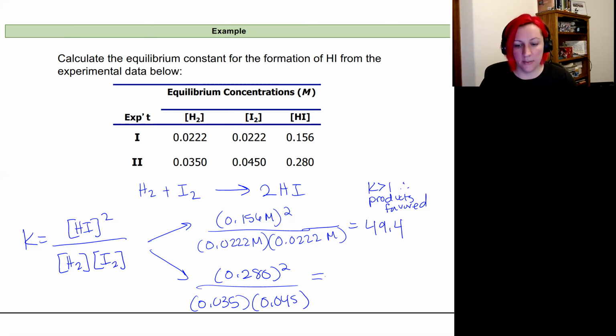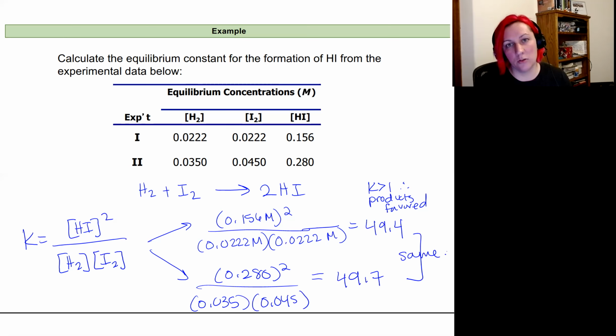So calculating this in my calculator, I get a value that is 49.7. These are super similar. They're similar enough, with this being real data, that we're going to call these basically the same. And that's the idea, that the equilibrium constant isn't going to change just because you start with different amounts of your reactants and products. It's always going to reach the same point of equilibrium, no matter what your starting point is. We'll see some changes in this if we change temperature, but if we keep everything else the same, like temperature, then we should see the same equilibrium constant.